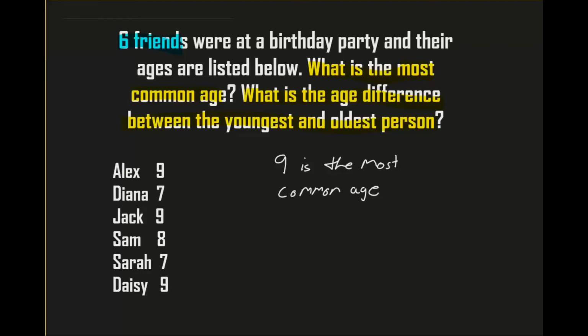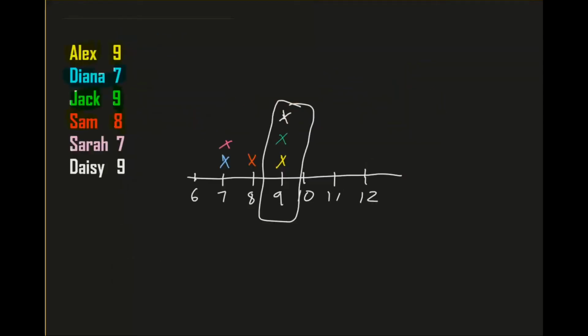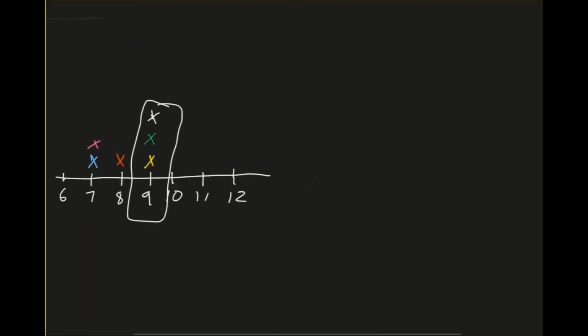Now we're going to use the line plot and answer what is the age difference between the youngest and the oldest person. So let's go back here. Then we will use this space to find the answer to that. The oldest age we have is 9 because there's no X's on 10, 11, and 12. The youngest we have is 7 because there's no X's on 6.